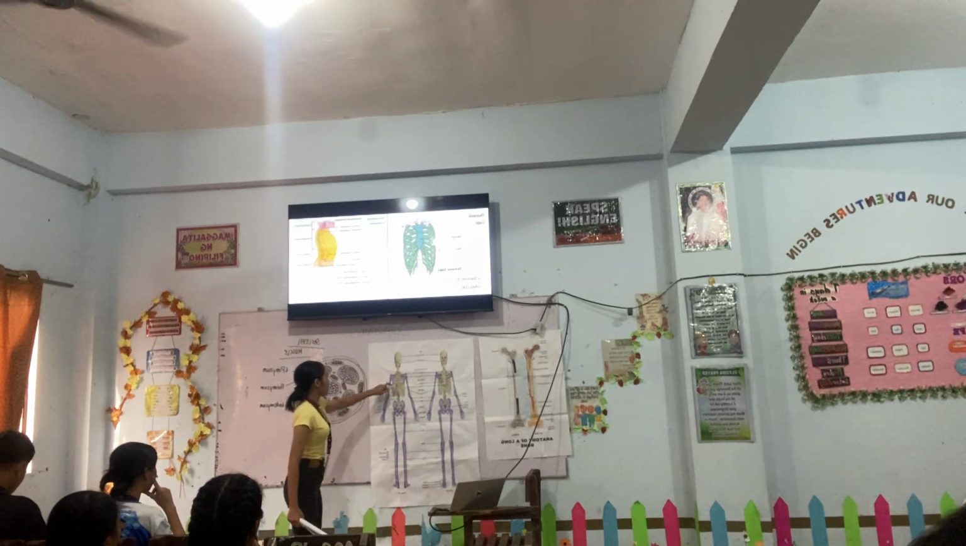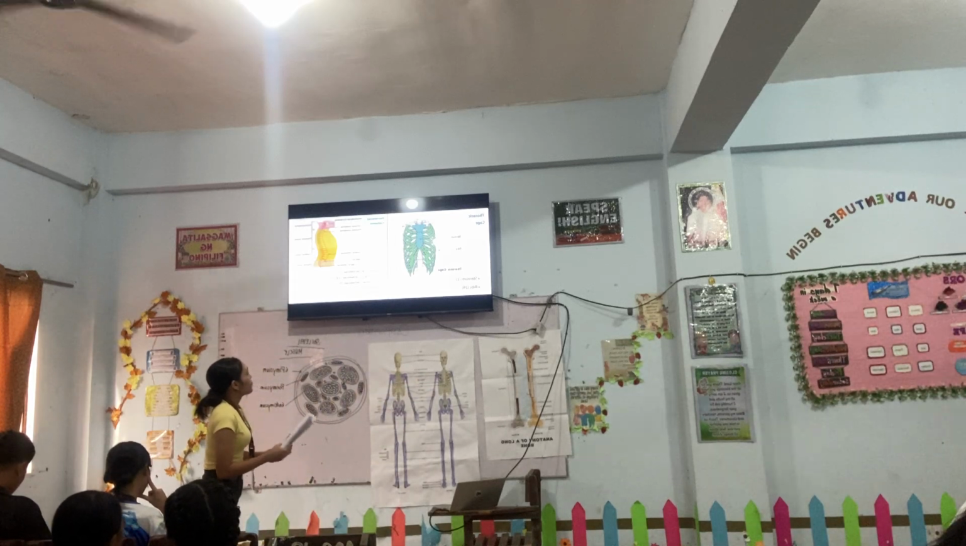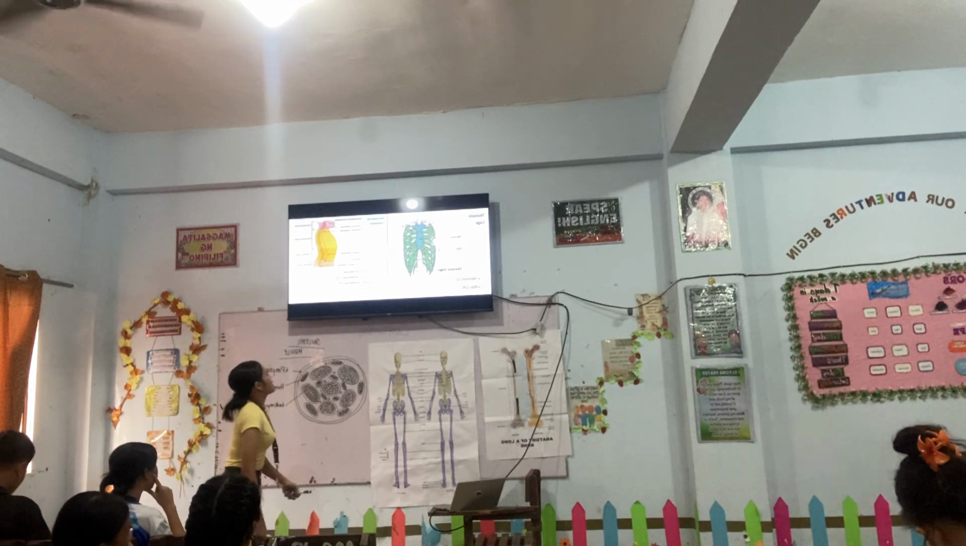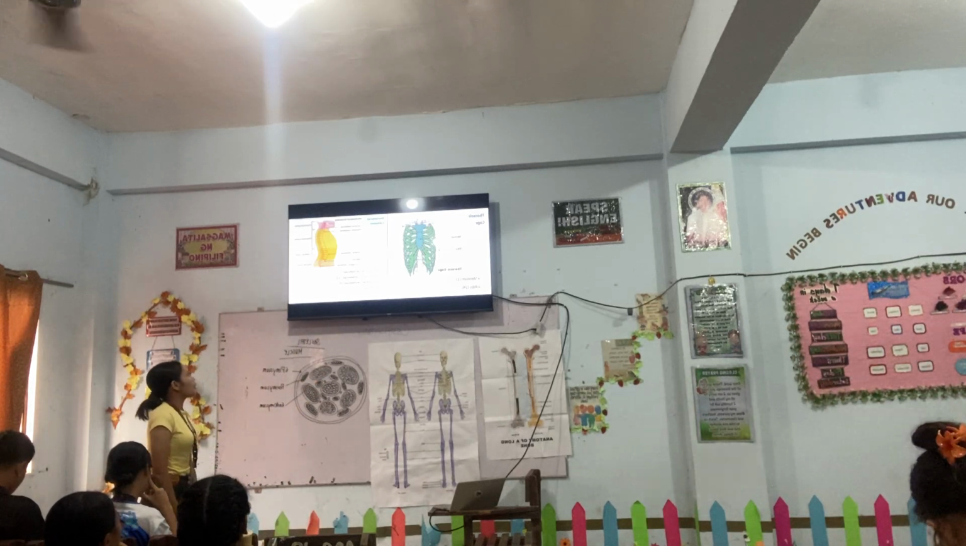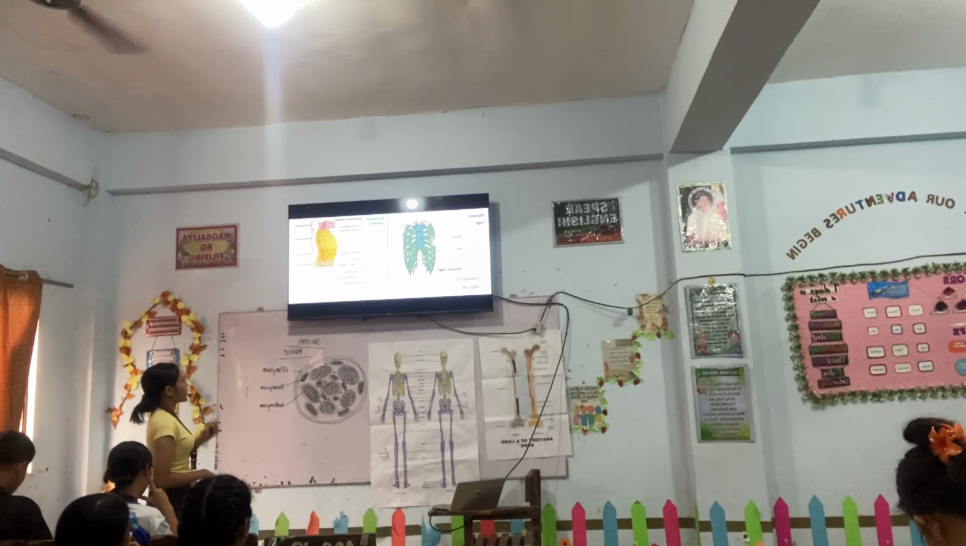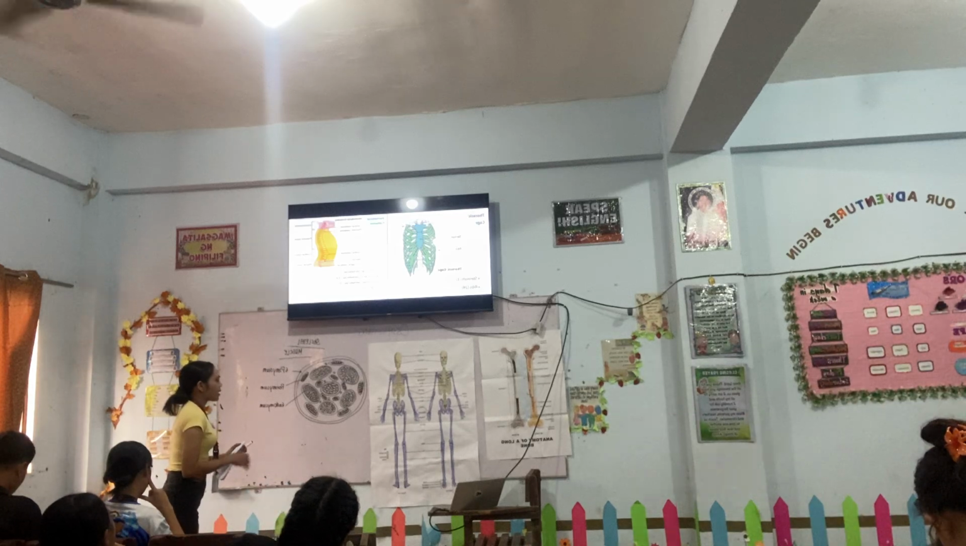Next is our thoracic cage. Our thoracic cage is composed of our sternum and ribs. We have many ribs, right? 24 ribs. Next is our vertebral column. It is composed of the cervical vertebrae, thoracic vertebrae, lumbar vertebrae, sacrum, and coccyx.